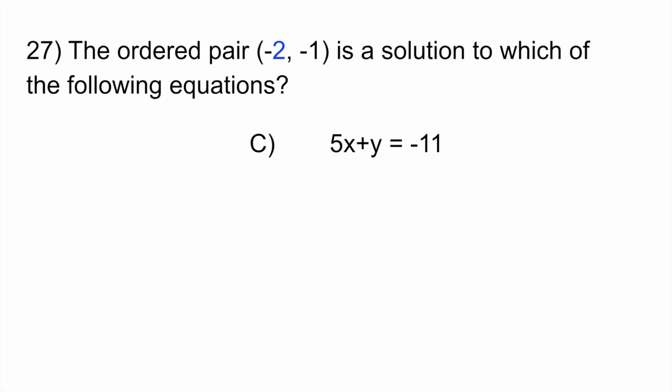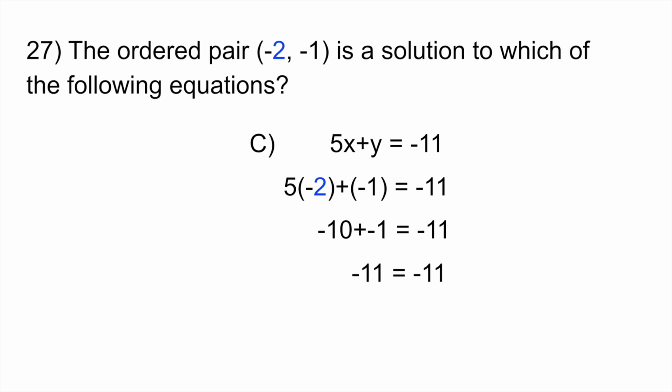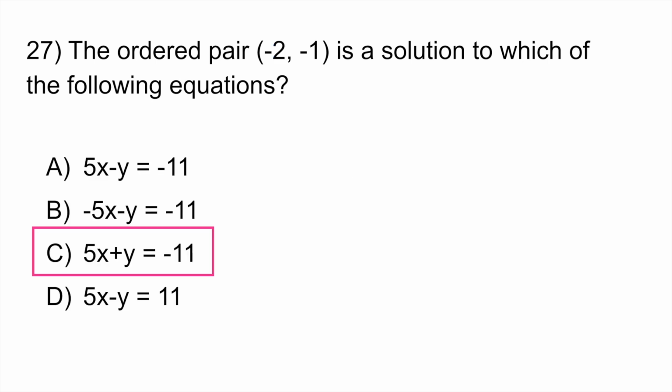Option C, so you plug in your numbers like this, and notice that the expression changed, so now we have a positive value there. So that ends up being minus 10 plus minus 1. Okay, so minus 11 is equal to minus 11. That is the correct option. Okay, so option C.